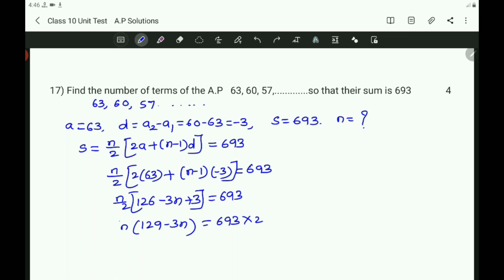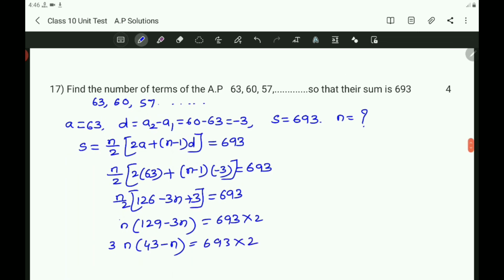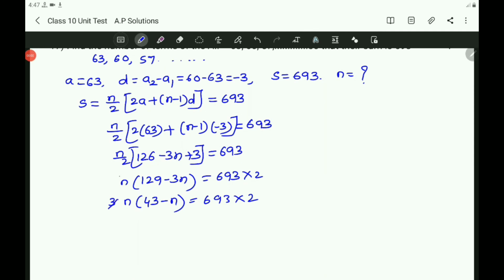Into 2 it becomes. Then write the product here, or otherwise you can take 3 common here. So if 3 is common, 3 into N into 43 minus N equals 693 into 2. Then you can cancel 3 1s are 3, 3 2s are 6, 3 3s are 9. So 231 into 3 is 693.